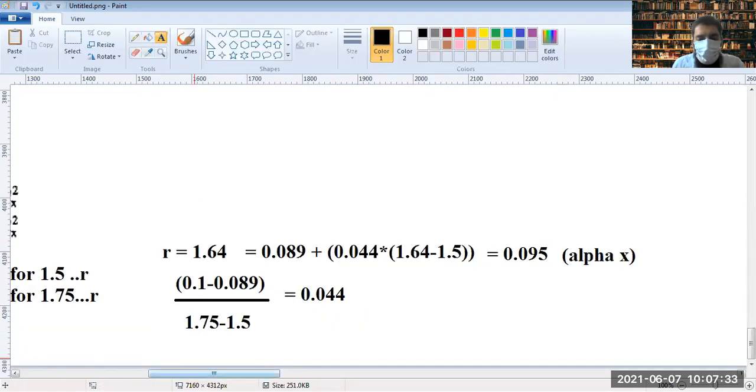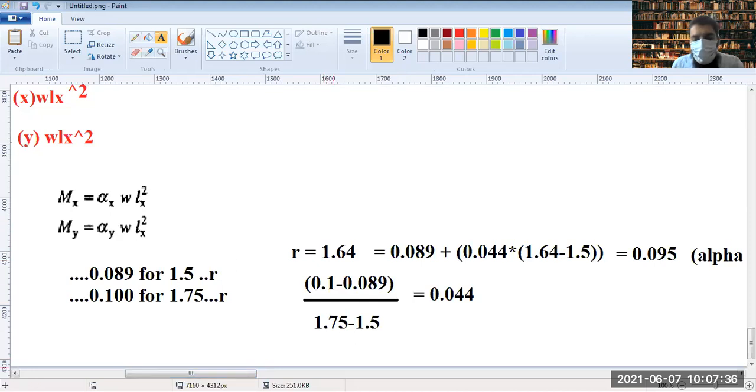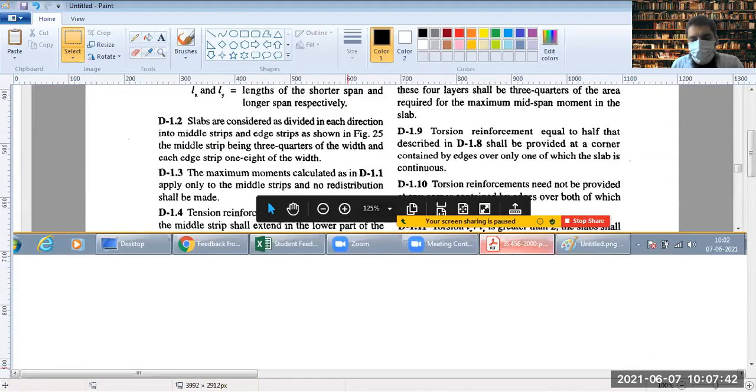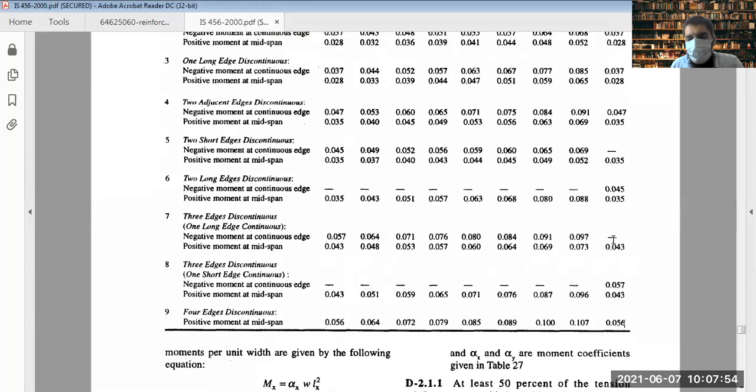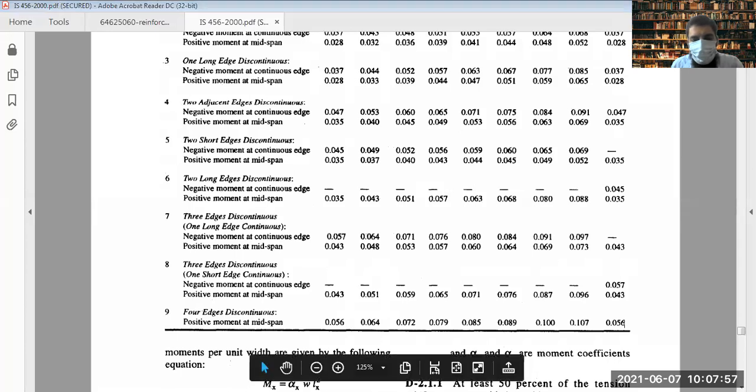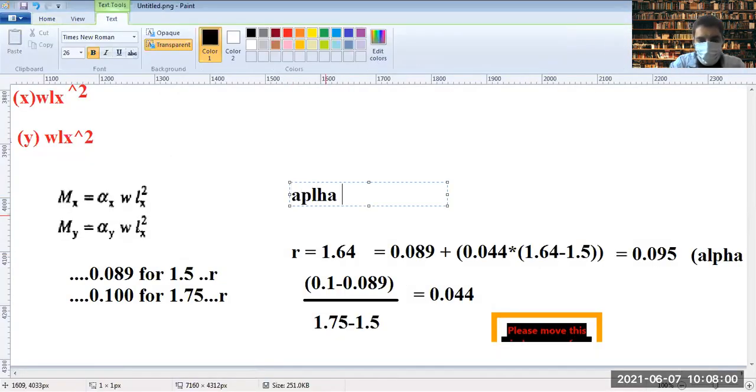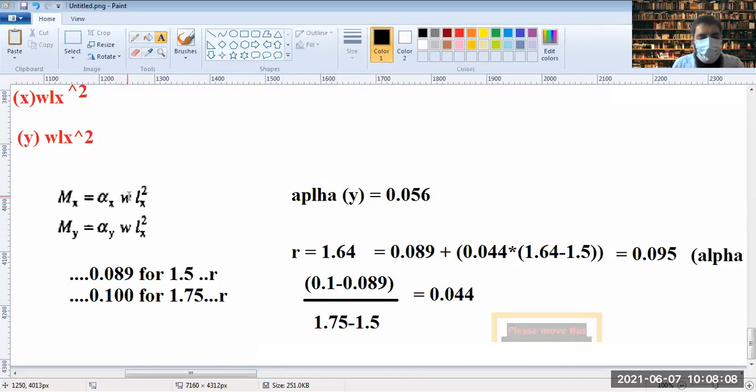Okay. Similarly, now you want to get alpha y. The value of alpha y is 0.056 for all values of Ly by Lx. So alpha y is 0.056. Now you have the values of both alpha x and alpha y. Lx is already known to you. What is the value of Lx?